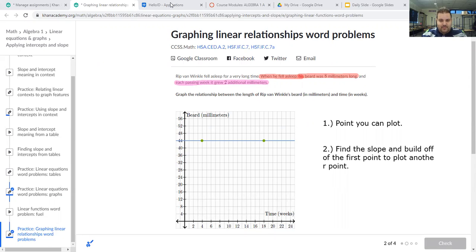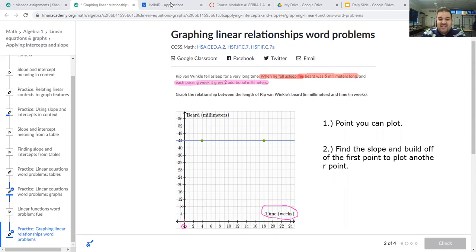When he fell asleep, his beard was 8 millimeters long. What's important for us to note is when it says weeks here, what's the beginning of the weeks? What's time equals 0 of the weeks? And when we say 22 weeks, we're saying 22 weeks from when? In order for time on a graph to really make sense, you have to define the beginning of time. Time is tricky because in real life, there is no beginning of time. Time has no beginning, has no end. It's infinite.